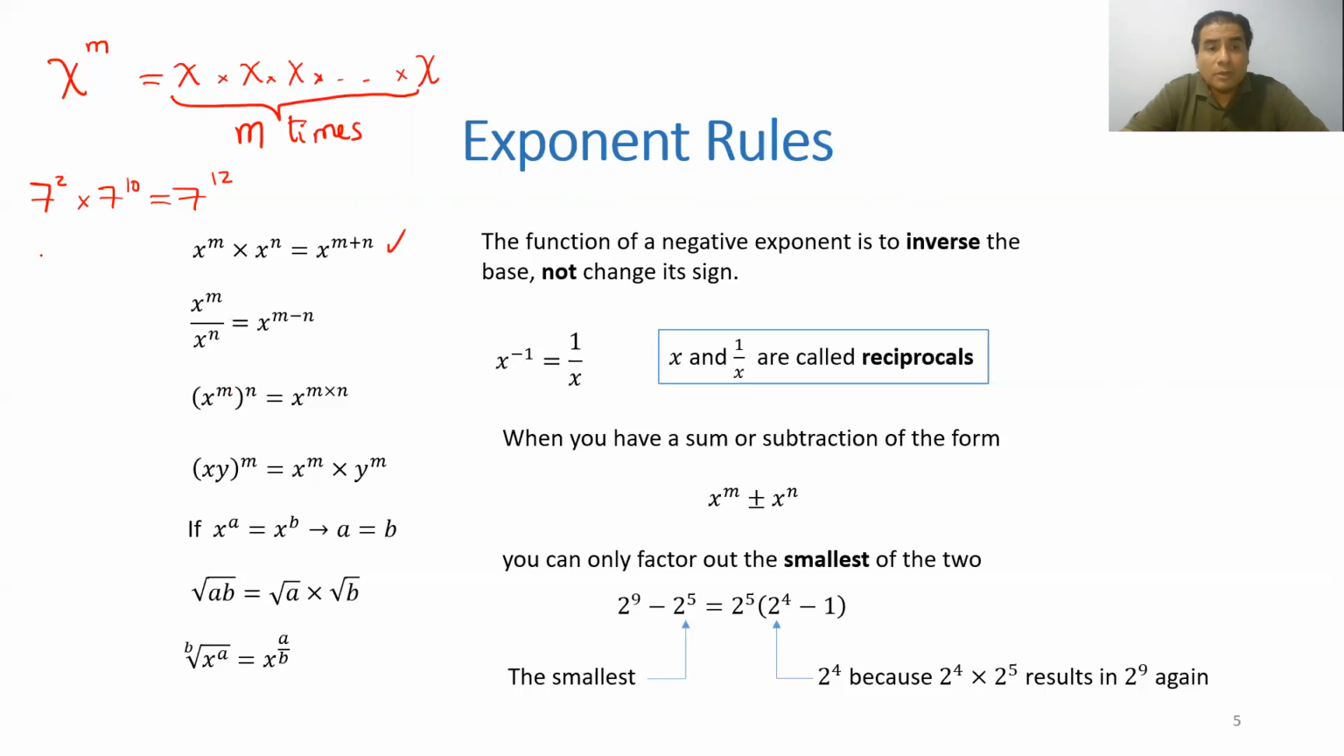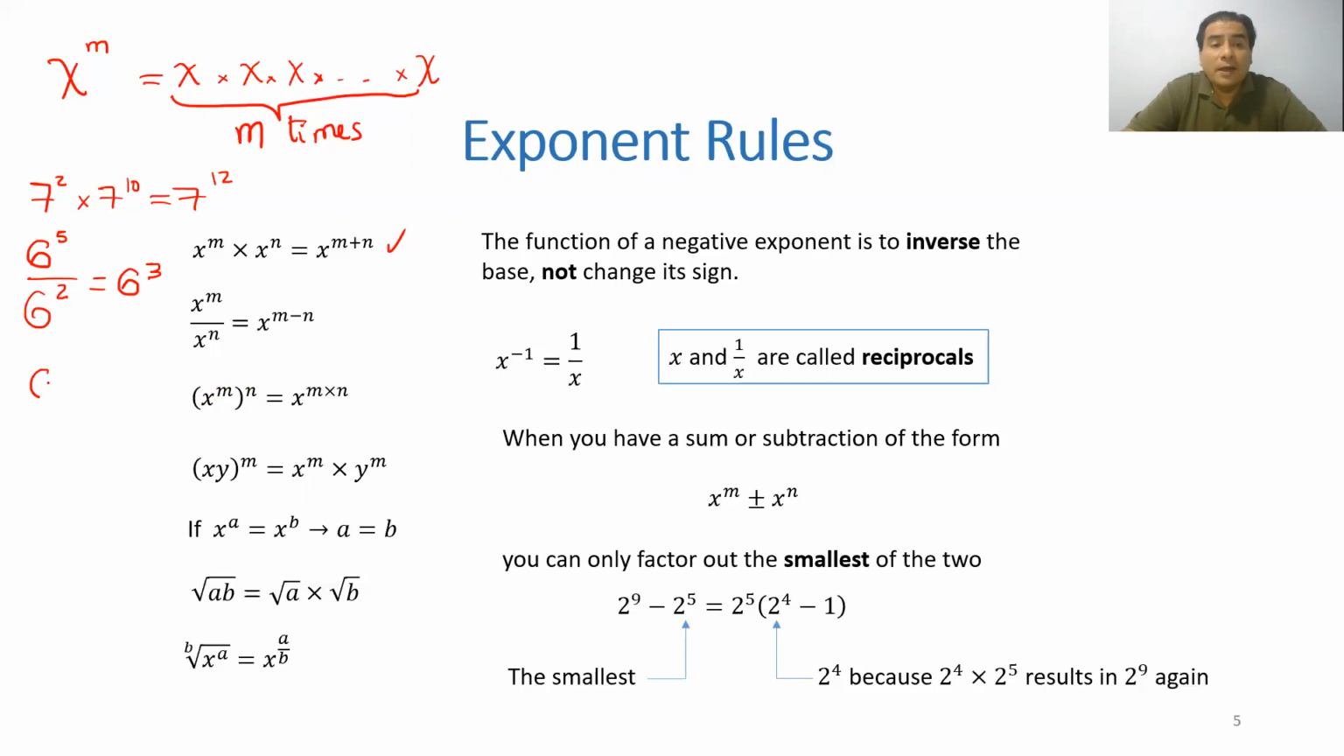Second property, when you divide a power by another power with the same base and a lesser exponent, then the quotient will be a power of the same base up to an exponent which is the difference of the two exponents. That is 5 minus 2 will be 3. So that's it. What about if you raise a power to a given exponent?